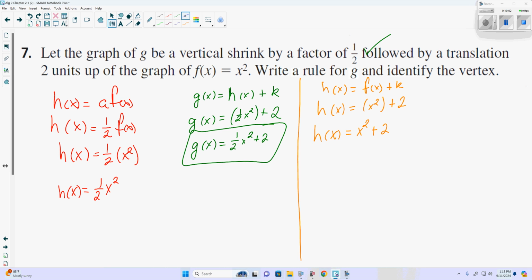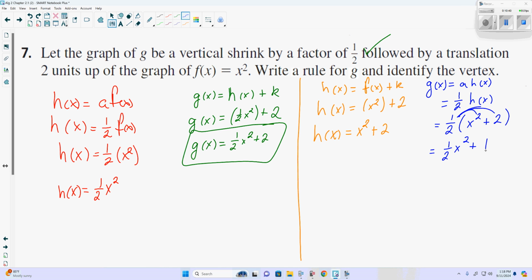Now if we apply the vertical shrink by a factor of 1/2, so g of x is equal to our a times h of x, which would be 1/2 of h of x. Well, our h of x is x squared plus 2. We distribute through. 1/2 times x squared is indeed 1/2 x squared. That matches up correctly, yes? But I also have to multiply that 1/2 with the 2, which makes it plus 1, not plus 2. So we kind of see the distinction.